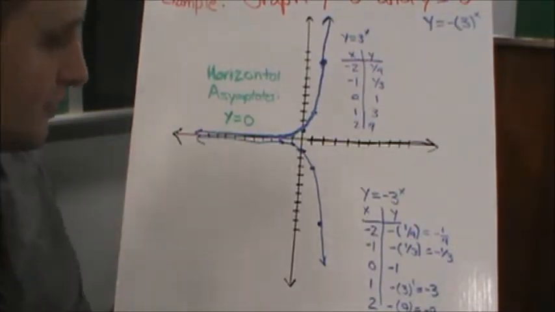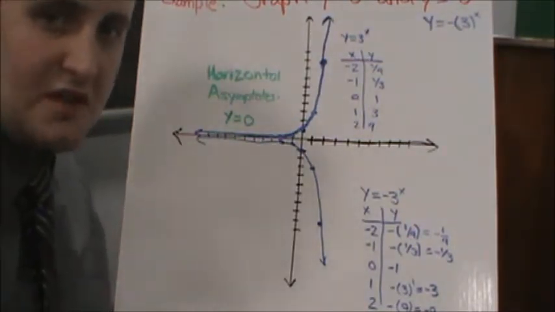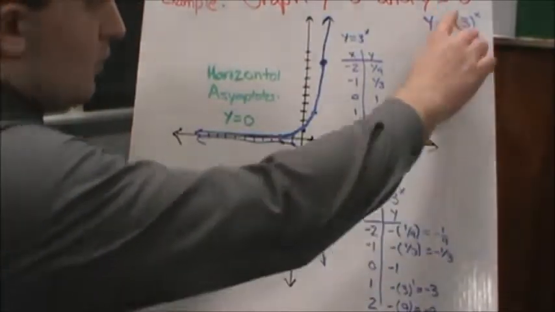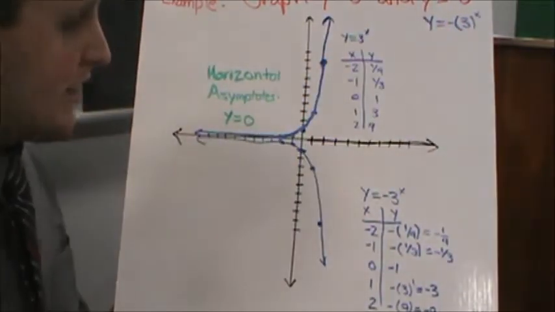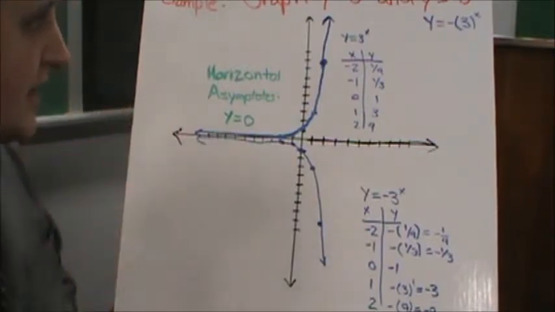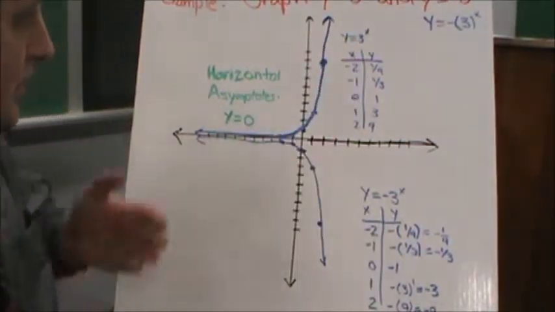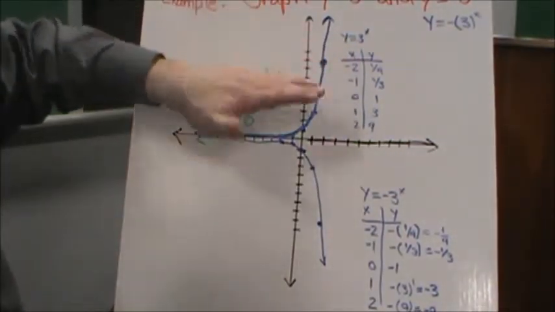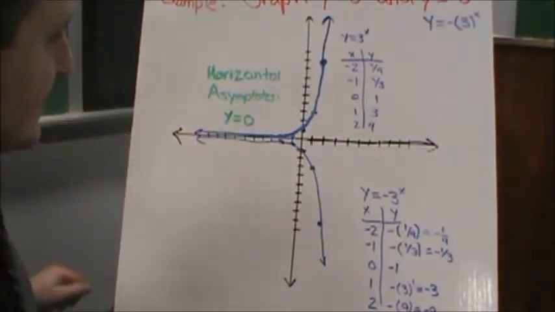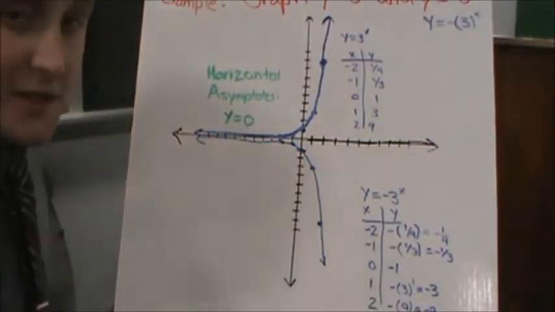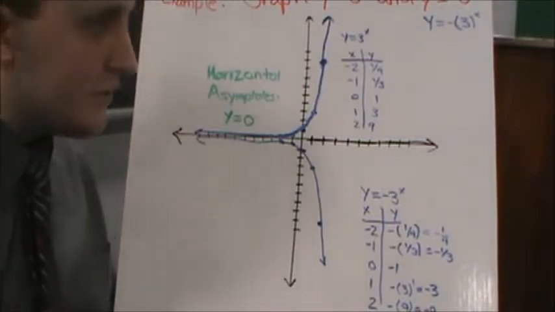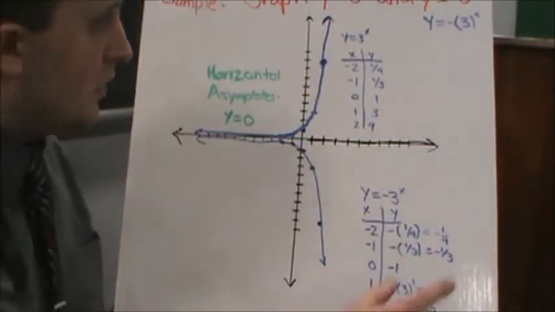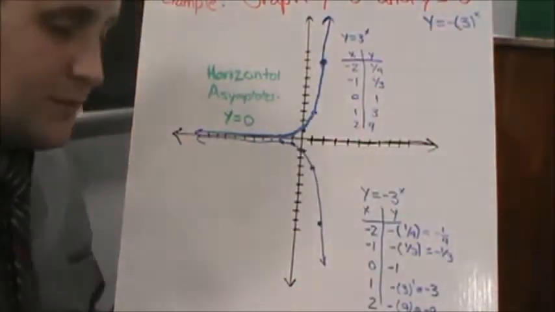Now, something that you should be realizing is, hey, this function here, y equals negative 3 to the x, just takes the graph of y equals 3 to the x and just reflects it over the x-axis. And that actually is going to be, in fact, true for all functions that have a negative out in front as an a value.